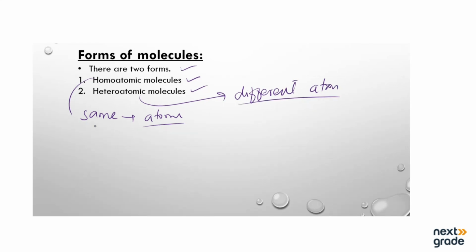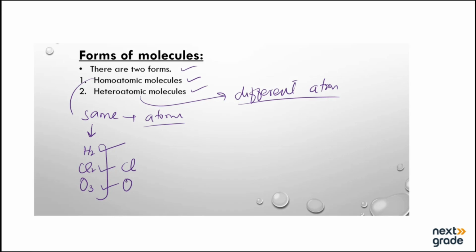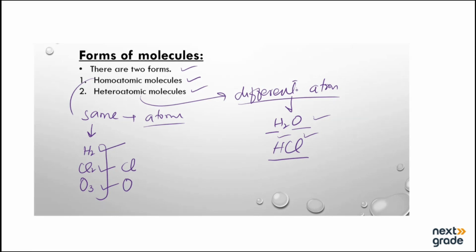The examples of homoatomic molecules are H2, Cl2, and O3. In the hydrogen molecule we have just hydrogen. In the chlorine molecule we have just chlorine. In ozone we have only oxygen atoms. While for heteroatomic molecules, the simple example is H2O. It has hydrogen as well as oxygen, so it is a heteroatomic molecule. The next example is HCl. It is a heteroatomic molecule because it has hydrogen as well as chlorine in it.